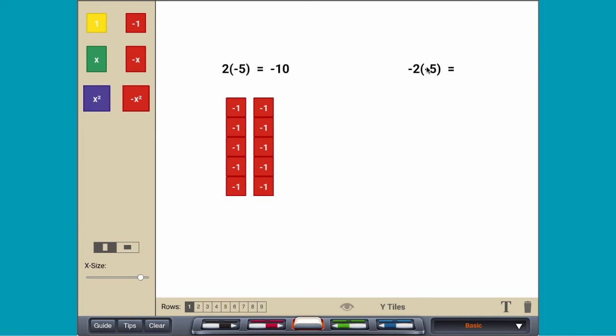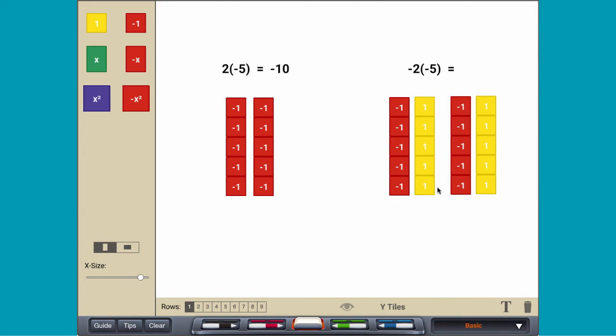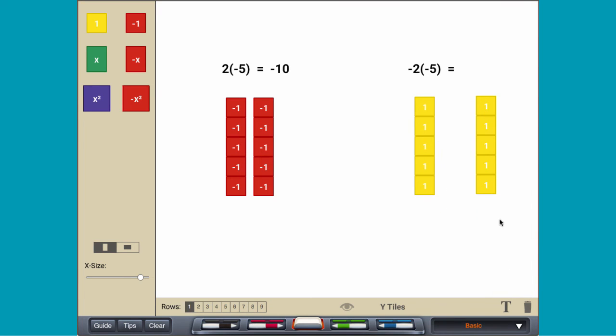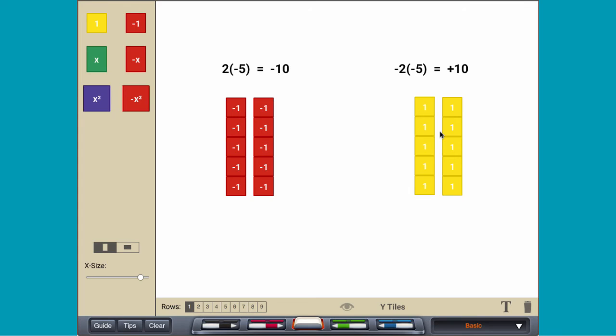Recall that 0 pairs have no value, so add 0 pairs until there are enough negative tiles to be able to remove 2 groups of negative 5. After removing 2 groups of negative 5, there are 10 positive tiles remaining, so negative 2 times negative 5 equals 10. Notice that the negative sign can also be thought of as taking the opposite of 2 times negative 5.